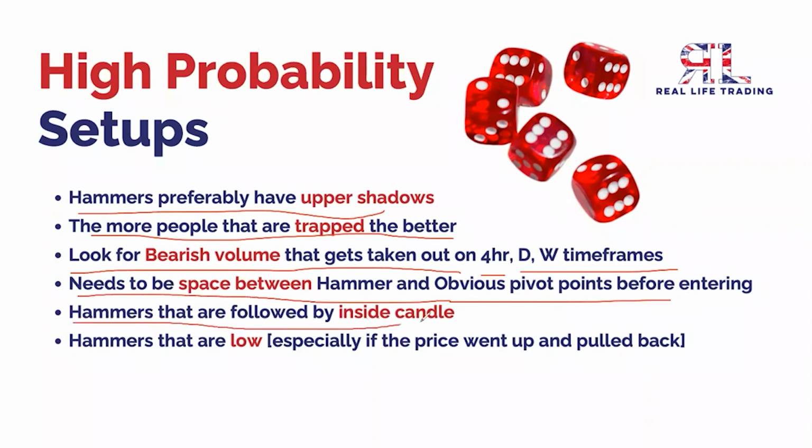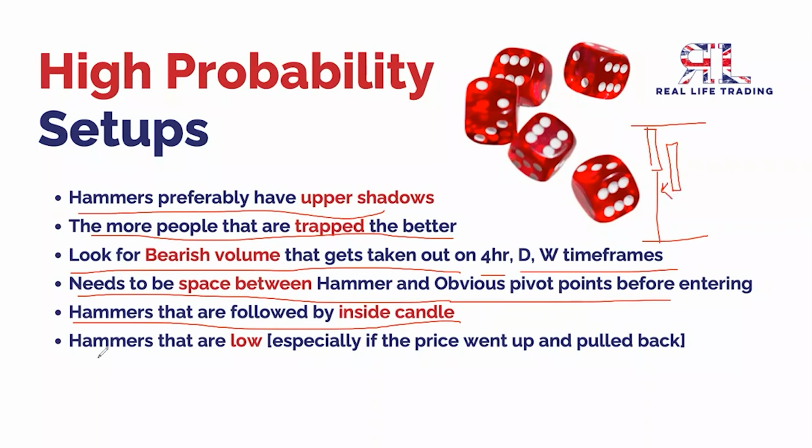Hammers that are followed by inside day candles are one of my favorite things to look for. If I find a hammer followed by an inside day candle, then that's a really high probability trade that I would like to go bullish on. And what do I mean by inside day candle? I just mean if you had a candle that looked like this, so say we had a hammer, and then the next candle was engulfed inside of it. So it's literally inside that candle. Exactly what it says on the tin, an inside candle.